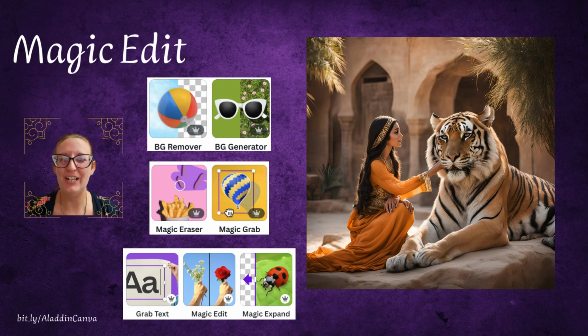Now, let's talk about Magic Edit. Sometimes an image is almost perfect, but not quite. Like, have you noticed she has an extra hand? With Magic Edit, you can highlight one part and change it. Remove, replace, or add something new. It's like Genie giving your picture a quick makeover.